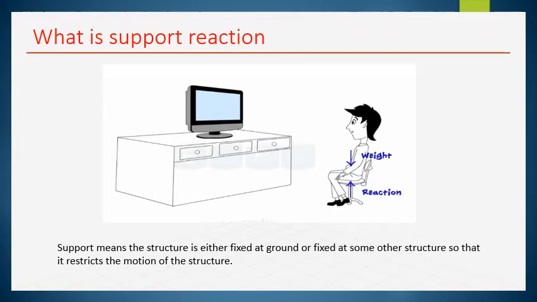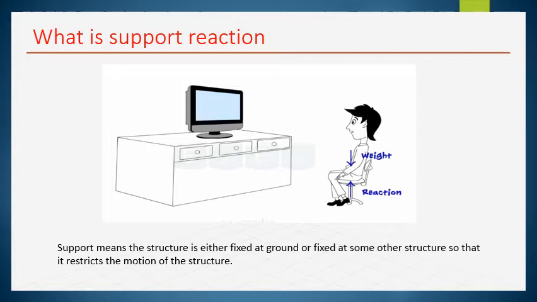So what is support reaction? Let us consider a boy sitting on a chair watching TV. Here what you are seeing, his weight is supported by the chair. That means it does not allow him to fall down. It offers resistance to that vertical movement in the form of the reaction. That support can be a wall, floor, hinge, door, or any rod, cable, etc.